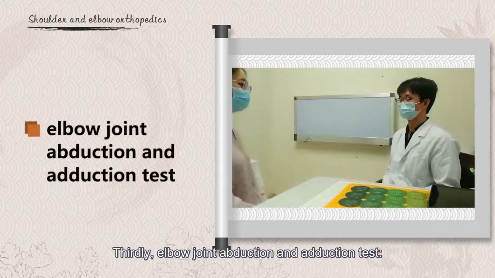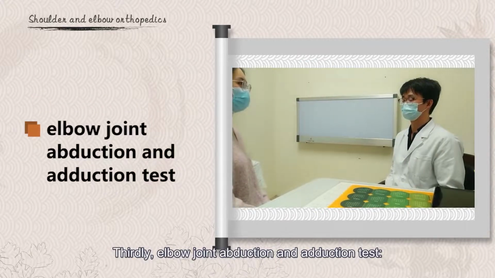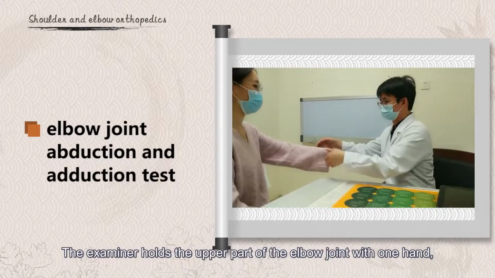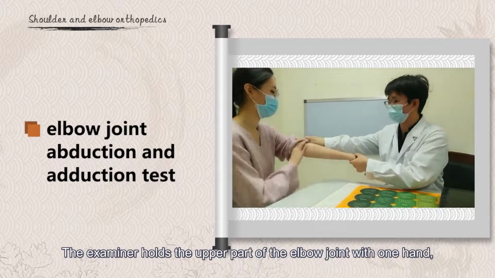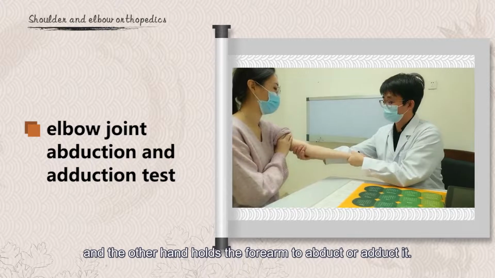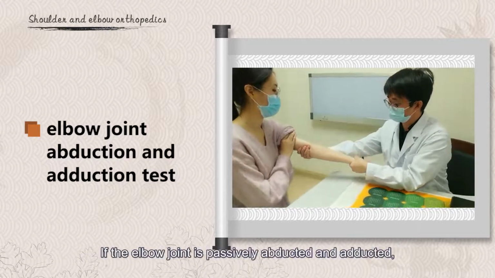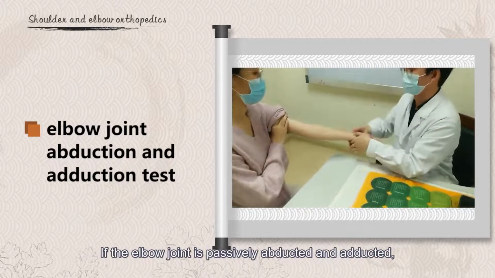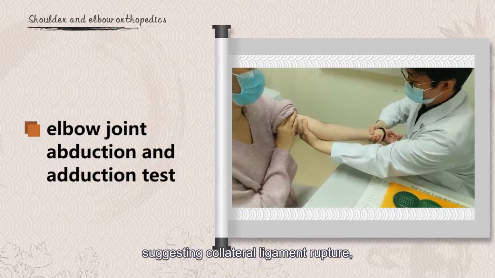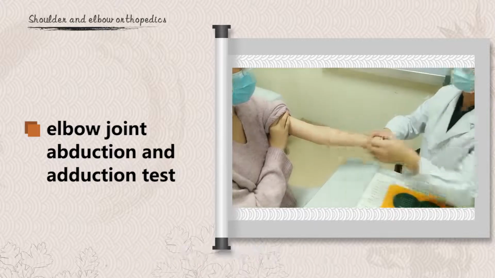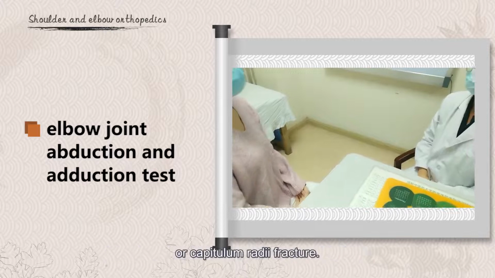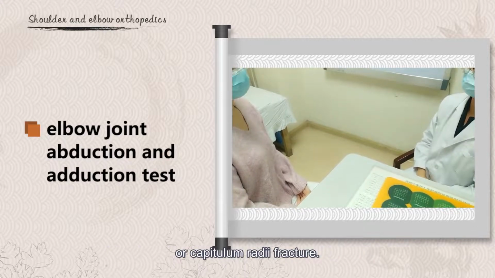Thirdly, the elbow joint abduction and adduction test. The patient's elbow joint is in an extended position. The examiner holds the upper part of the elbow joint with one hand, and the other hand holds the forearm to abduct or adduct it. If abnormal lateral movement occurs when the elbow joint is passively abducted and adducted, it suggests collateral ligament rupture, lateral condyle fracture, medial epicondyle fracture, or capitulum radial fracture.